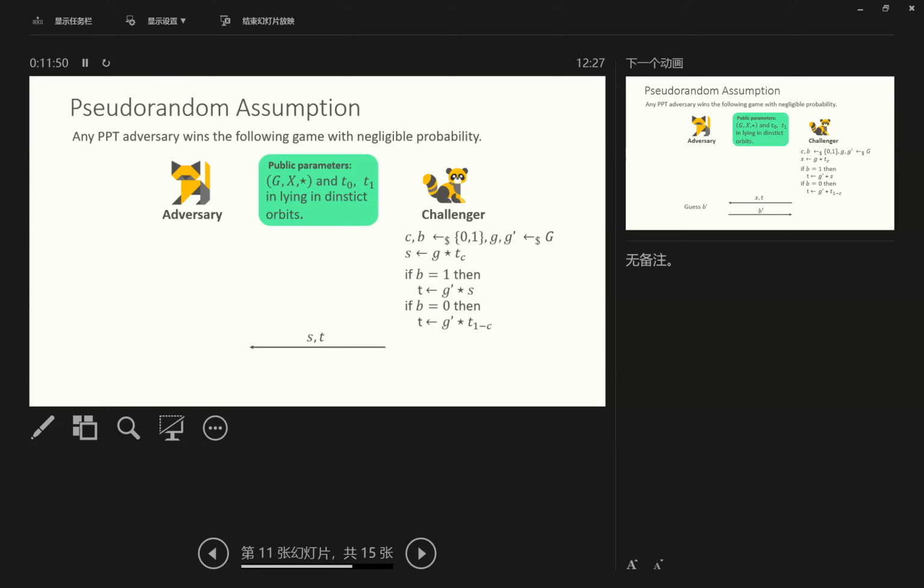Okay, before showing you the commitment, we talk about the assumption. It's called the pseudo-normal assumption, and it's defined by a game with any probabilistic polynomial time adversary.